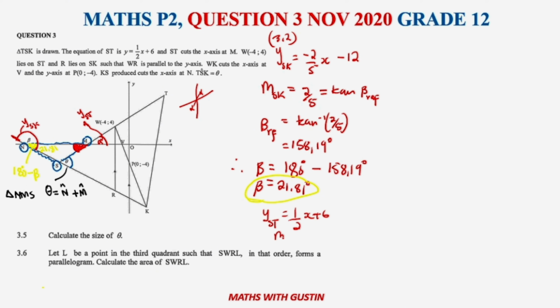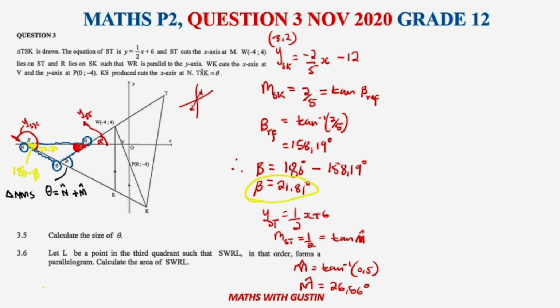So our gradient here of ST is given by 0.5, which is going to be equal to tan M. So therefore angle M is going to be given by tan inverse of 0.5, which is therefore angle M is going to be equal to 26.56 degrees. I hope you get the same answer, guys.